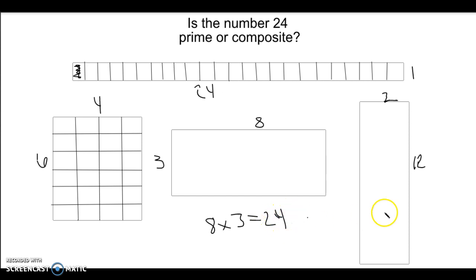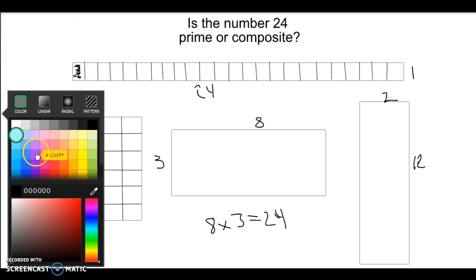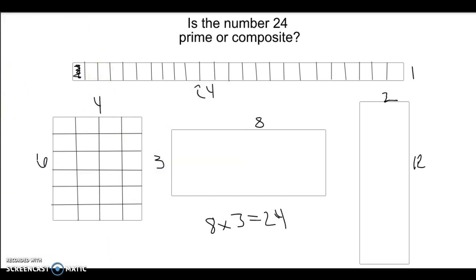All right, that holds true for every single one of these rectangles. 2 times 12 is 24. 1 by 24 is 24. 6 by 4 is 24. So all of these numbers are factors of 24.